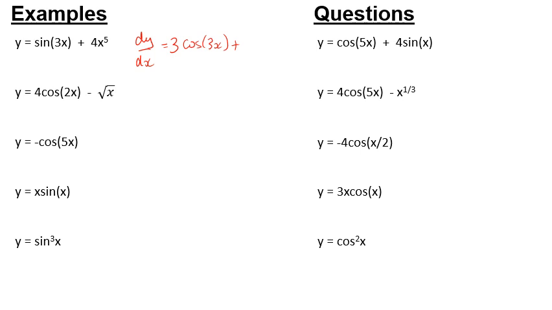Now the 4x to the 5, don't forget the normal rules that you learned last year for differentiating. With a polynomial, you bring the power down, 4 times 5 is 20, you take one off the power.